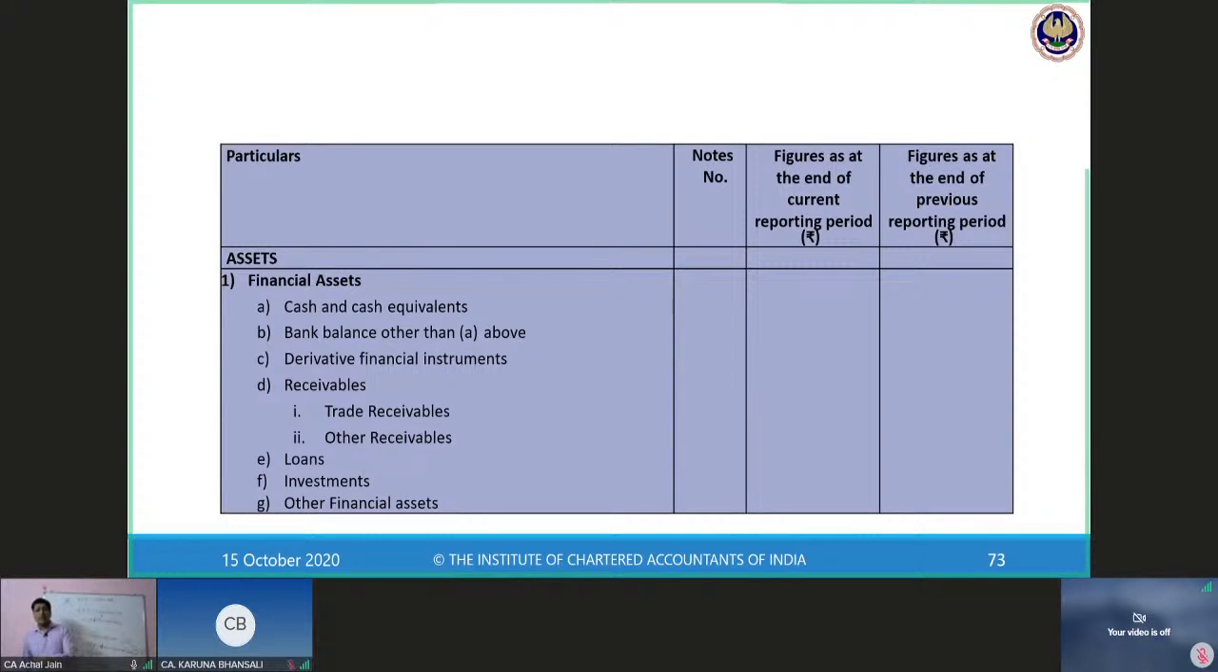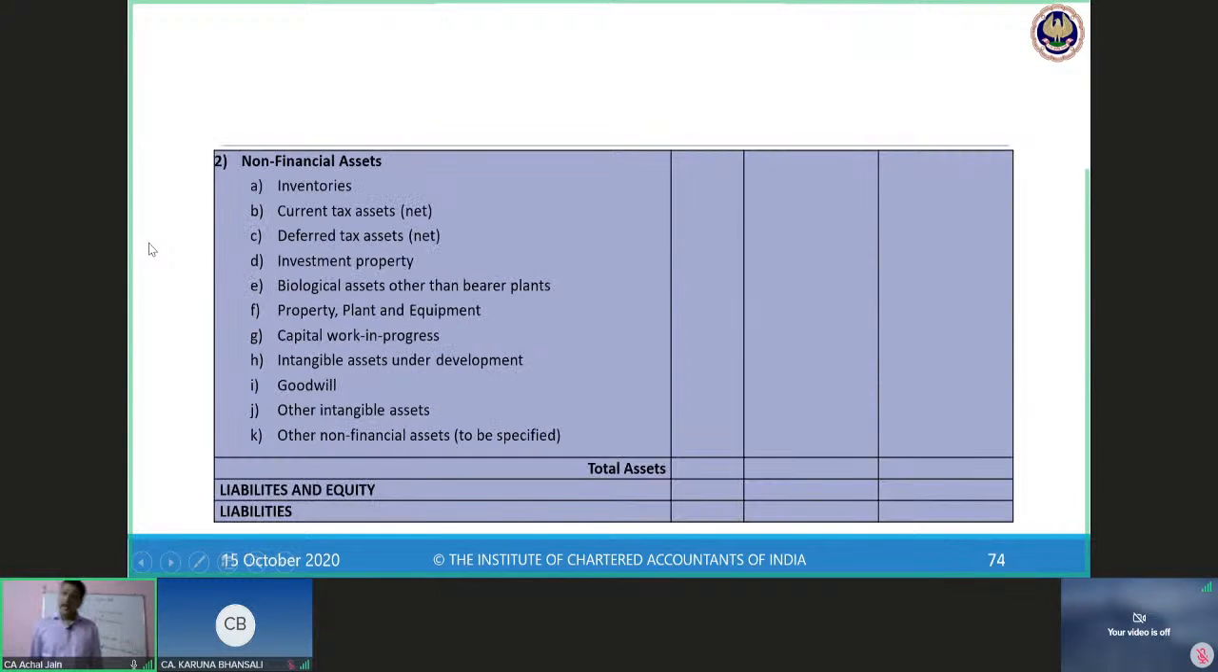So now if you look at the format of the Ind AS, we'll not get into too much detail around this format. You can say it starts with financial assets. And you must be knowing the importance of the financial assets for an NBFC. So it includes receivables, loans, investments, other financial assets, cash, bank balances, derivative financial instruments, and the non-financial assets, which is all about PPE, investment property, current tax assets, biological assets, if they have any, goodwill, intangible assets, etc.